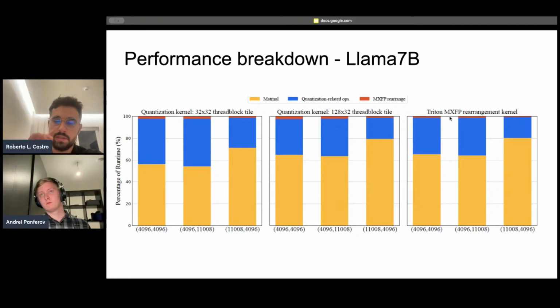And the third one is just adding a Triton MXFP4 rearrangement kernel instead of just a PyTorch-level method. But actually this rearrangement function, as you can see, already represents a minor percentage of the total runtime.